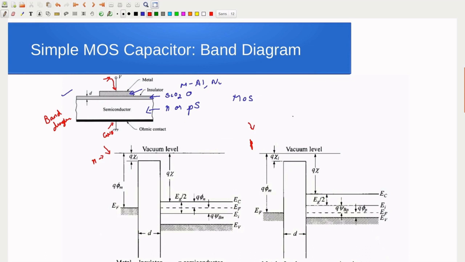We have a metal followed by the insulator and the semiconductor. The work function of the metal side is Q phi m. Work function means the work that has to be done to take an electron from the Fermi level to the vacuum level, which is Q phi m. Then we have the insulator with width d.